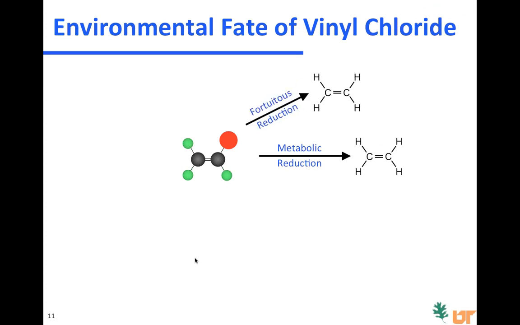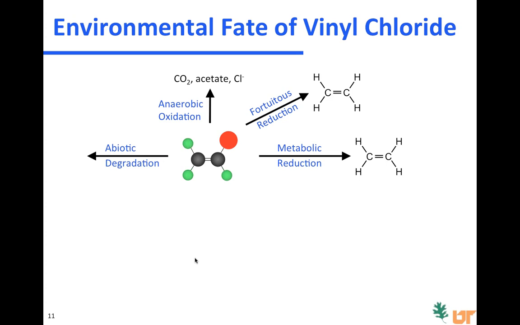There's also the possibility of fortuitous reduction. So the organisms don't benefit from this process, but they also produce ethene. There was some talk about anaerobic oxidation of vinyl chloride. So you oxidize vinyl chloride to products like CO2 in the absence of oxygen. It is not entirely clear if this process exists and if it's relevant for vinyl chloride degradation. No organisms have been associated with this process, so it's unclear what its contribution to the fate of vinyl chloride really is.